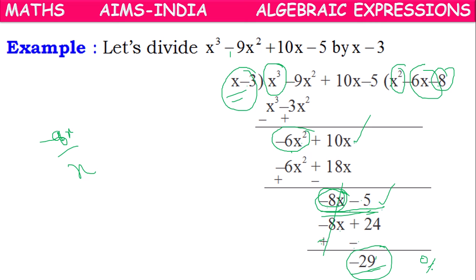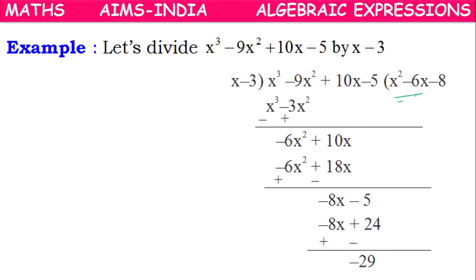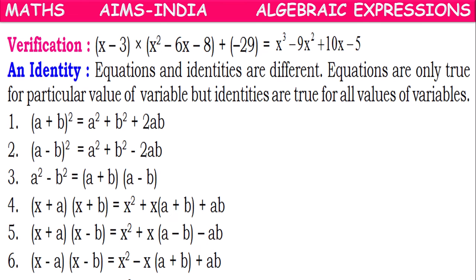So, the degree of the remainder is less than the degree of the divisor. So the division process will stop here. We got the quotient q of x, x square minus 6x minus 8, and the remainder r of x. And this is the dividend p of x, and this is the divisor g of x. Whether it is true or not, we can check it by the verification method.